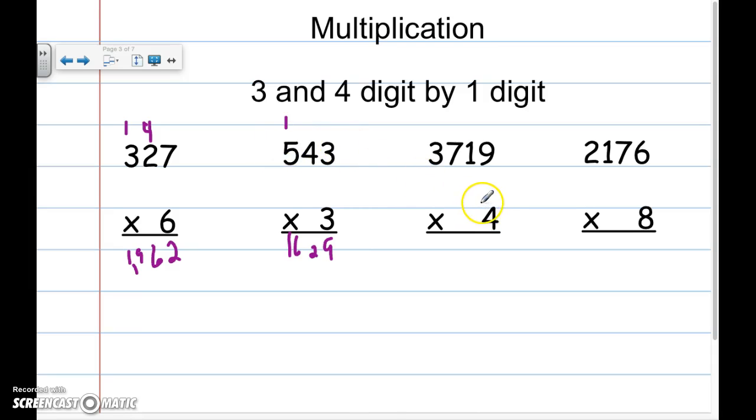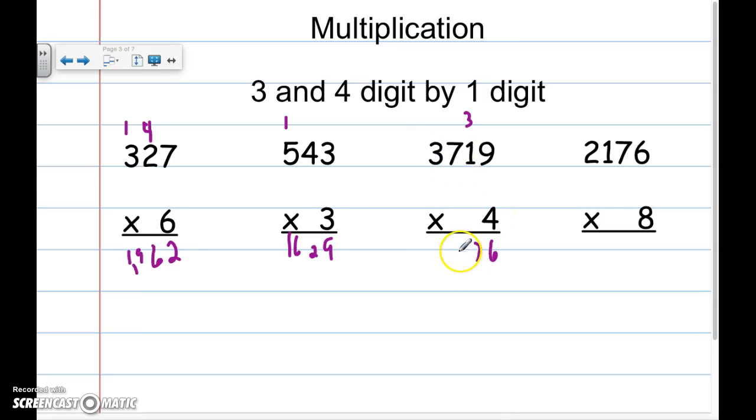Let's go to 4 digits now. So 9 times 4 is 36, and I'm going to carry the 3. 4 times 1 is 4, plus 3 is 4, 5, 6, 7. I have nothing to carry, so I write down the 7, and I keep going with the hundreds place.